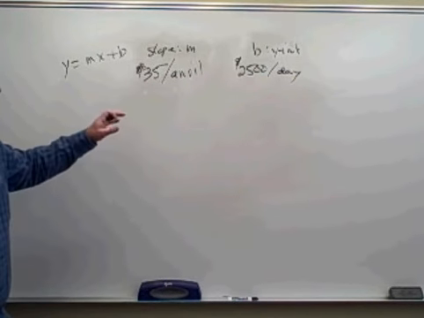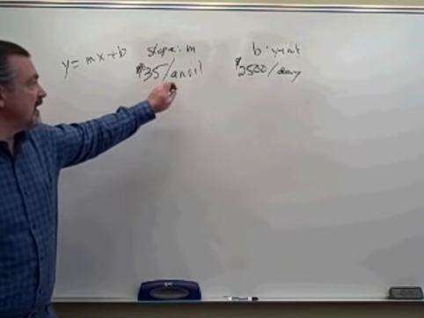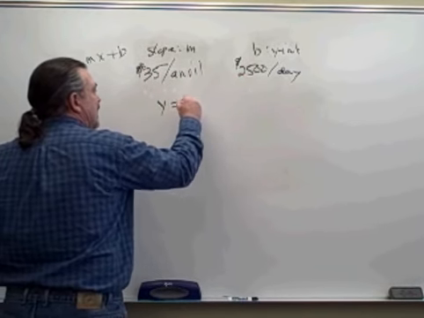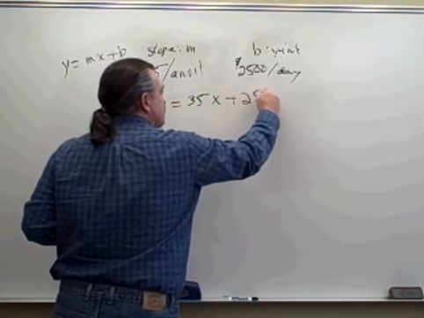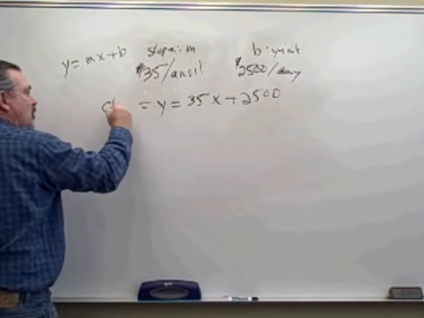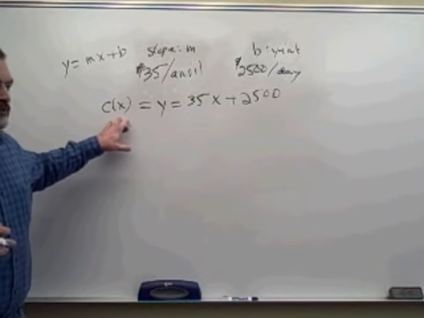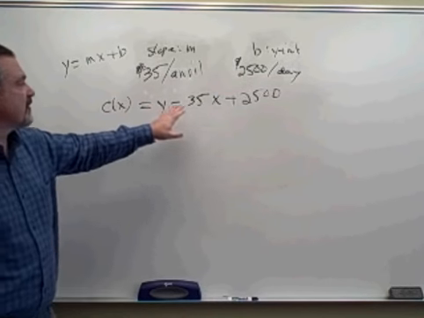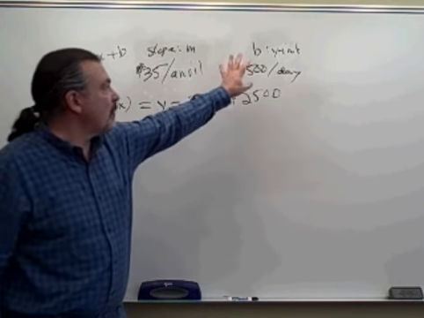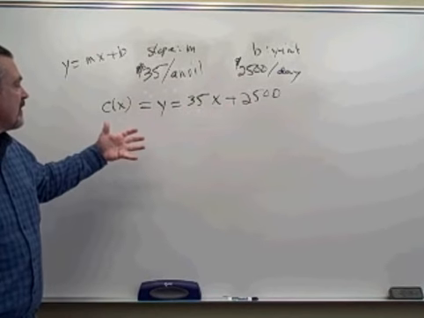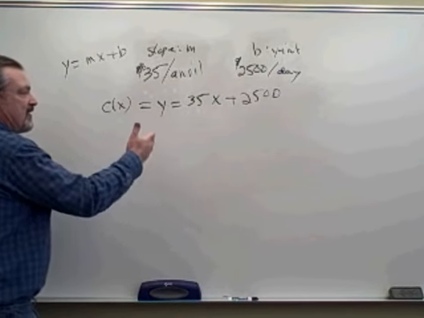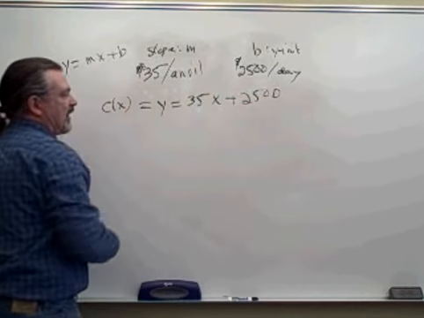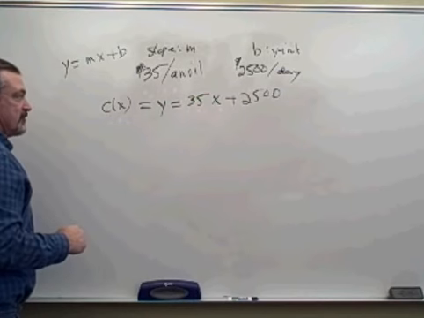So in that situation, we were given the slope and the y-intercept immediately. So we can easily write our equation or our function, our cost function, if we want to use the function notation. So sometimes we are given the slope and the y-intercept, and we can quite quickly find the linear function that relates cost to number of items produced, in this case, the anvils.